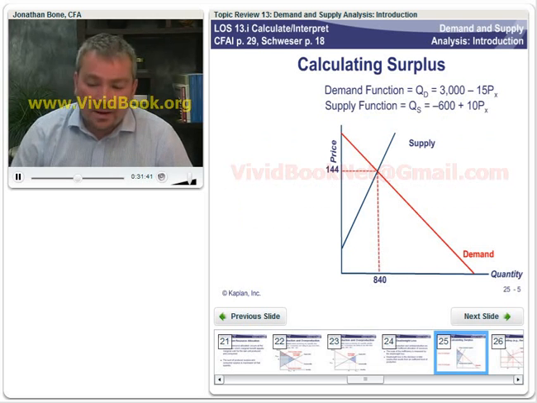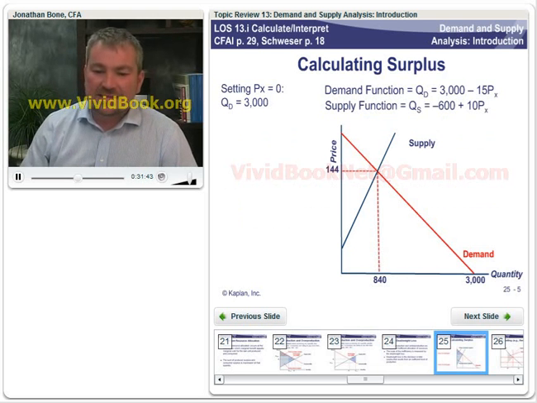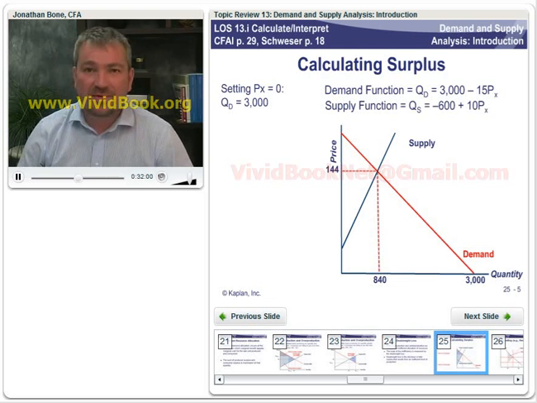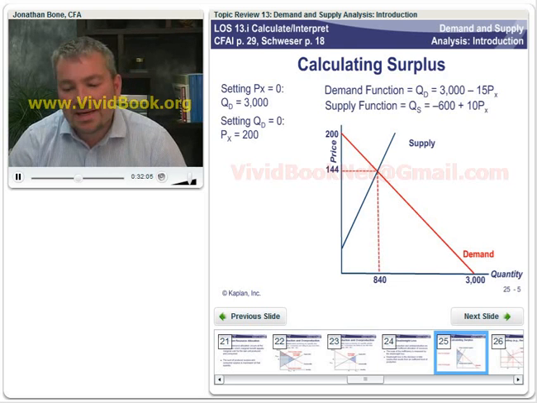Now, what we're going to need to do is set price equal to 0 and establish what quantity would be demanded. So we're just going to take our demand function and put price equal to 0. So we get 3,000 minus 15 times 0. In other words, we end up with 3,000. Notice we can now label that up. The quantity demanded, which we're showing in the bottom right hand of our diagram, when price would be 0 would be 3,000.